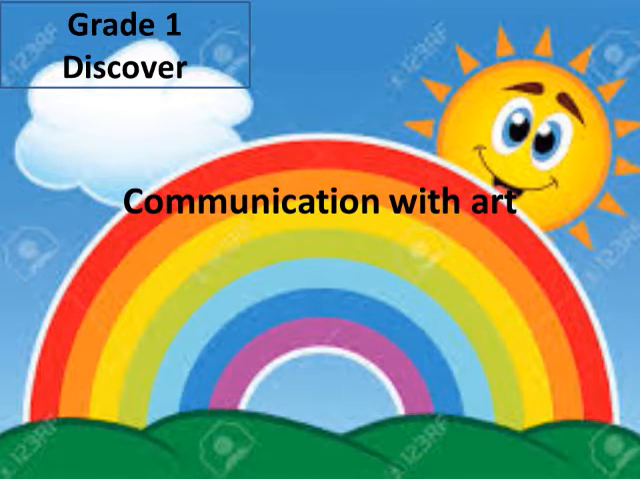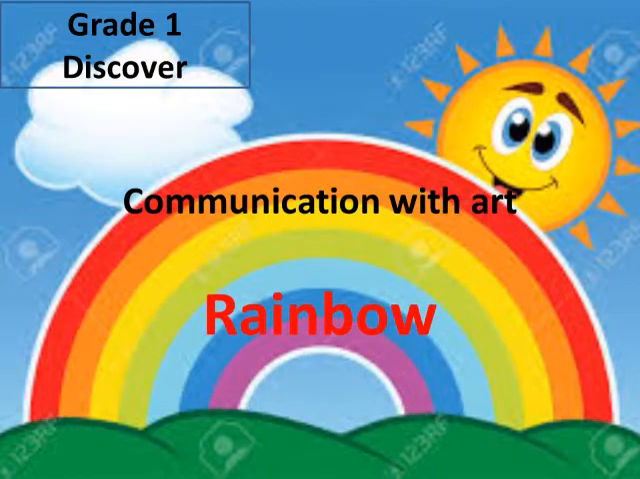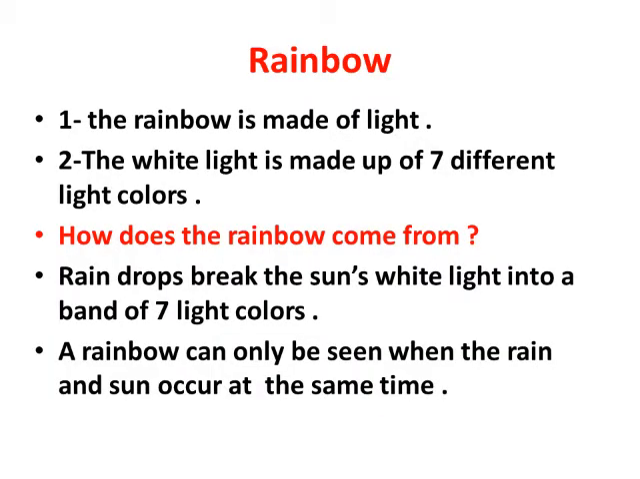This lesson is called Communication with Earth, and we will talk about rainbows. What's a rainbow? A rainbow is made of light. White light is made up of 7 different light colors.